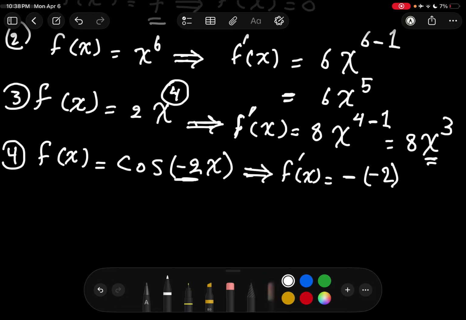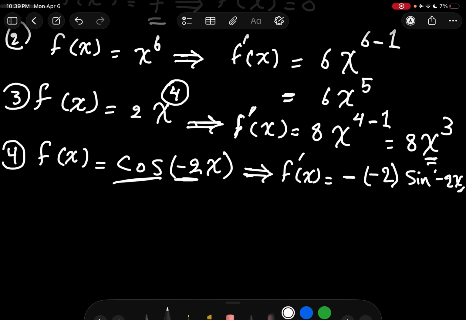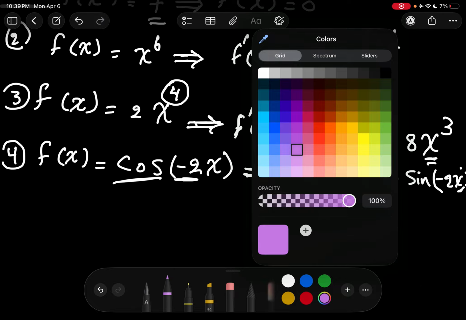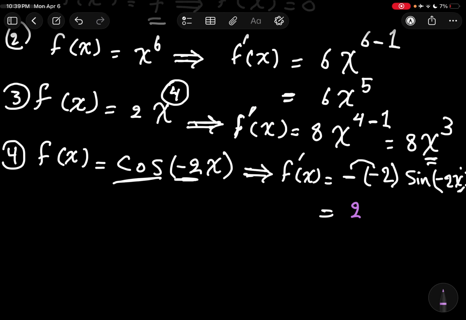Okay, cosine becomes sine of -2x as the angle, then negative times negative will be positive. Let me use another color. Positive 2 sine -2x. Exactly. Yes, we get it. The outcome is positive.